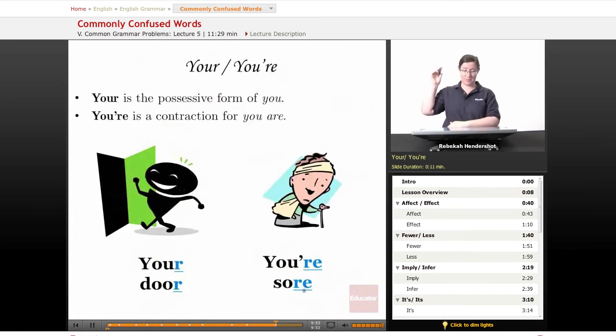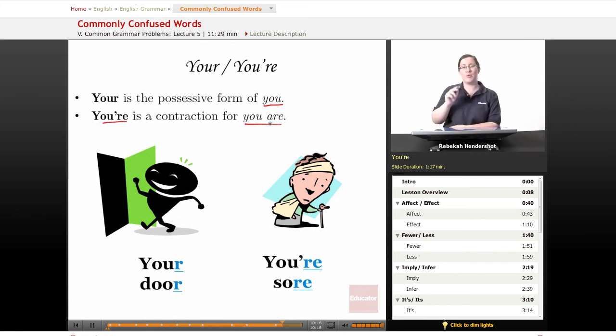All right, and finally, you're and your. Actually, to judge by the internet, pretty much everyone has given up on this distinction, but you are going to be the last person who can actually get it straight. Your is the possessive form of you. Here's another possessive pronoun that doesn't have an apostrophe, just like its a few slides ago. You're is a contraction for you are.